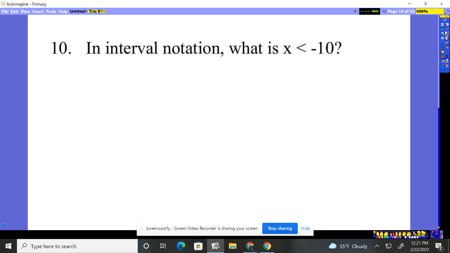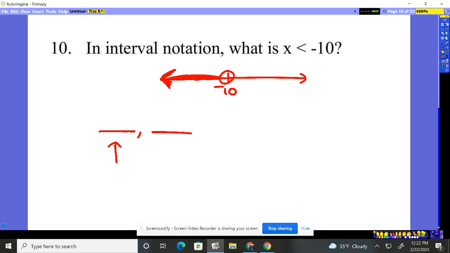Number 10, in interval notation, what is x less than negative 10? If you think of a number line, here's negative 10. It doesn't include it, and we're talking about everybody in this direction. Well, what's down at that far end? Because in interval notation, this is sort of your lowest number and where you start. And this is where you end, which will be your highest number.